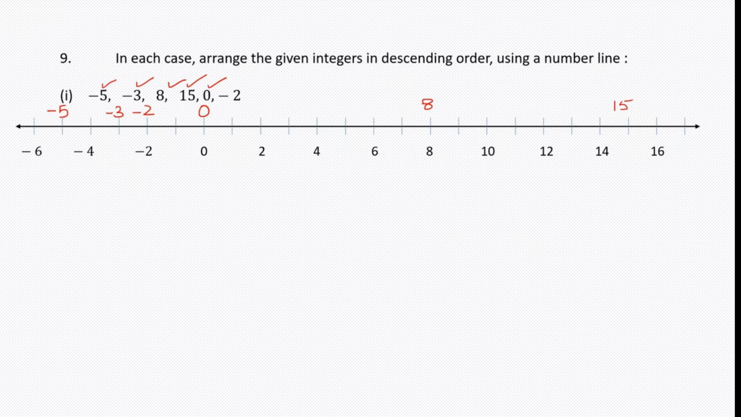So descending order means big to small. So we are moving towards the left, starting with 15. 15 greater than 8 is greater than 0, greater than minus 2, greater than minus 3, greater than minus 5. So we've arranged the integers in descending order. Question 2.